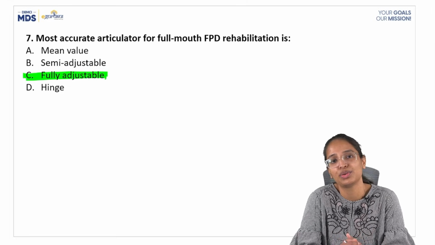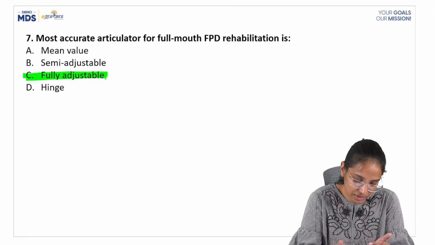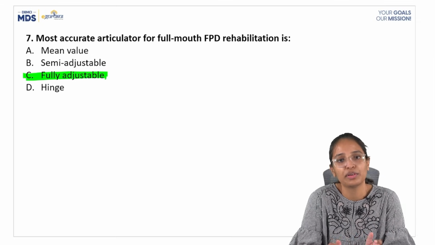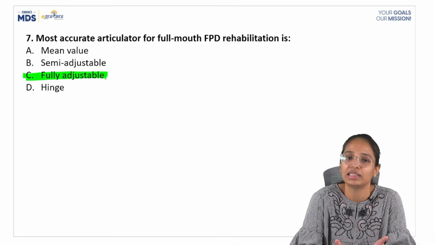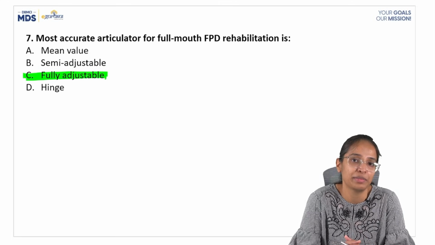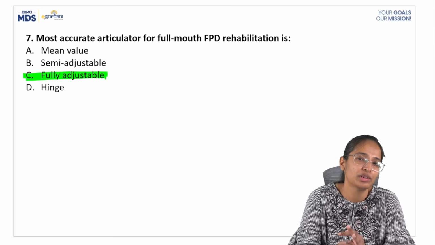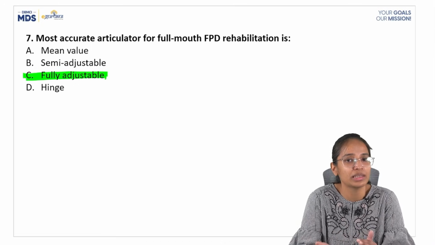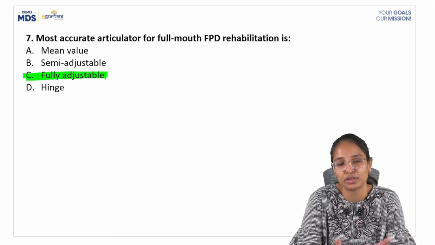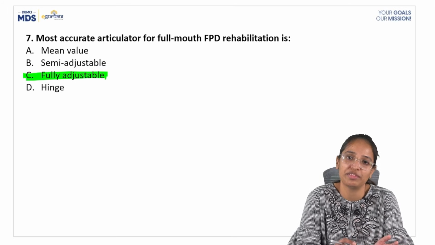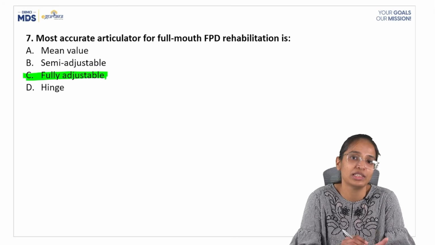Again, if I ask you a question for your full mouth FPD rehabilitation, out of all of this, which will be least technique sensitive to use for FMR? Again, answer is semi-adjustable. Why? There it will confuse you because you'll feel that mean value is easier than semi-adjustable, but can it be used for FMR? No. So mean value goes out of the question because it cannot be used for FMR, but semi-adjustable and fully adjustable are used.